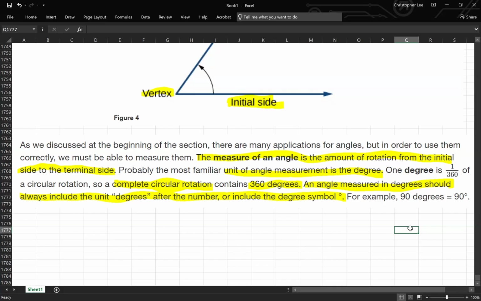An angle measured in degrees should always include the unit of degrees after the number, or include the degree symbol, that little circle. I don't even know what we call that, but that means degree. So for example, 90 degrees is equal to 90 with a little circle, which means 90 degrees.